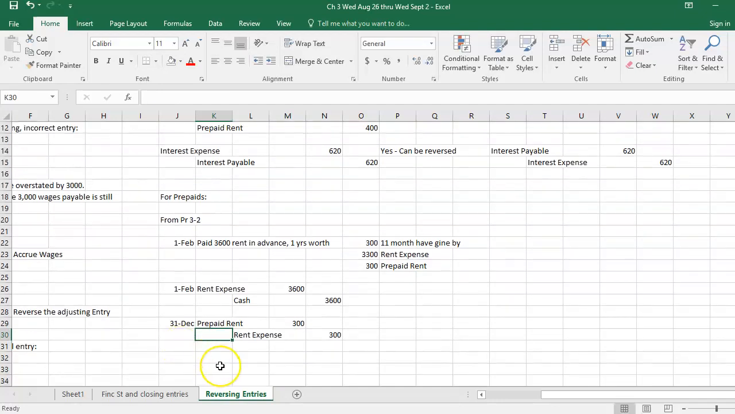Okay. This is the type that can be reversed because this is actually going to be done next year. Or I can just put it back in expense because it needs to be an expense next year. So I can turn around on January 1st and say rent expense and out of prepaid rent. And then I won't have to worry about it next year when I'm doing adjusting journal entries. That one will already be taken care of.